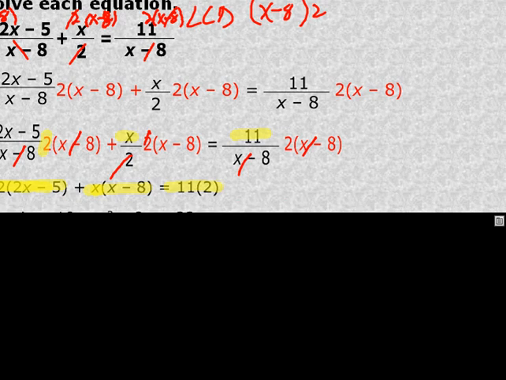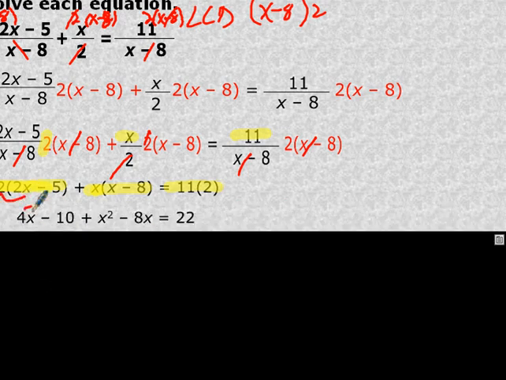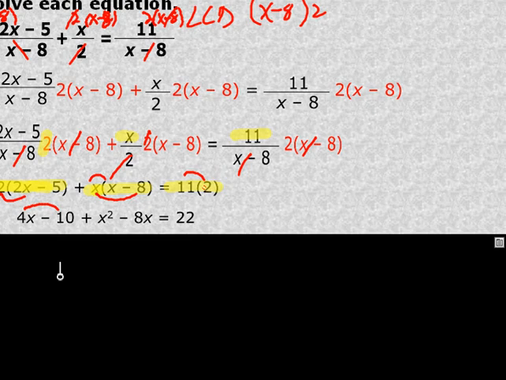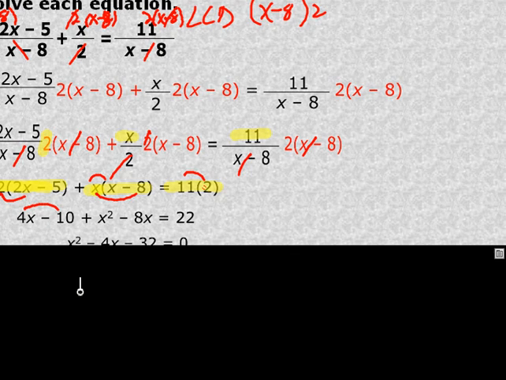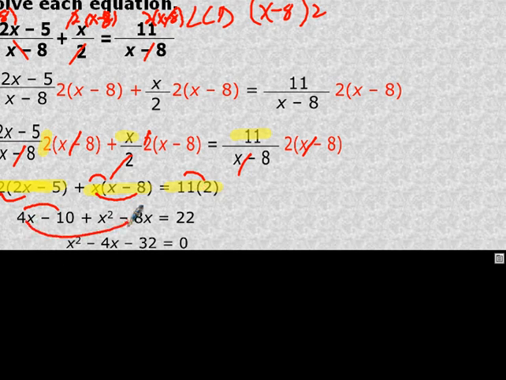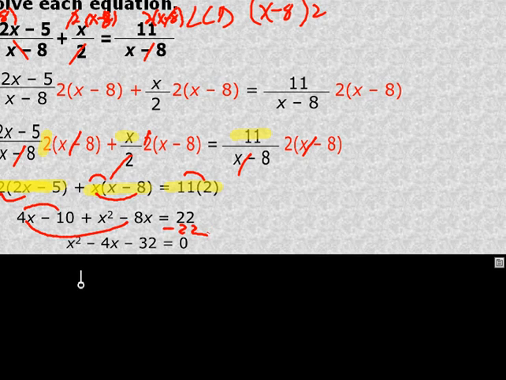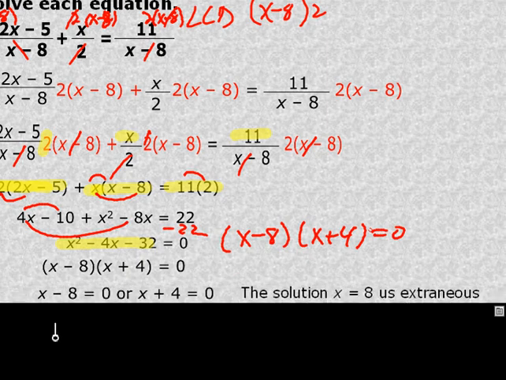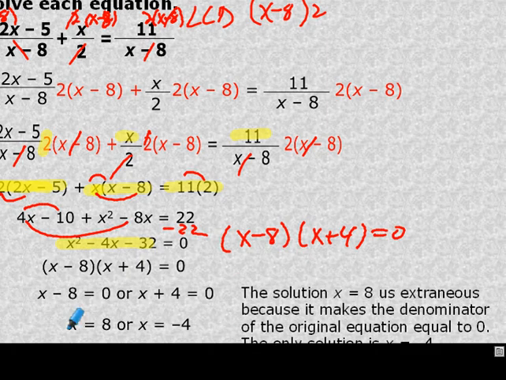So distribute and simplify. This becomes 4x minus 10. This becomes x squared minus 8x, and this becomes 22. This is a quadratic, so we're probably going to move everything over to one side and factor to solve. Combine like terms and subtract 22, and that gives x squared minus 4x minus 32 equals 0. This factors into x minus 8 times x plus 4 equals 0. Set both of those equal to 0 and solve, and you get two possible solutions.